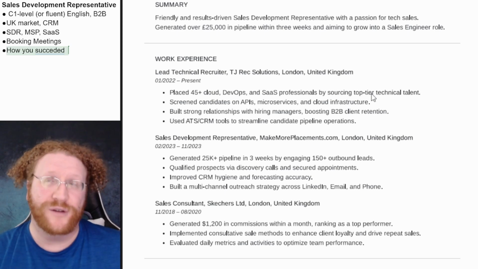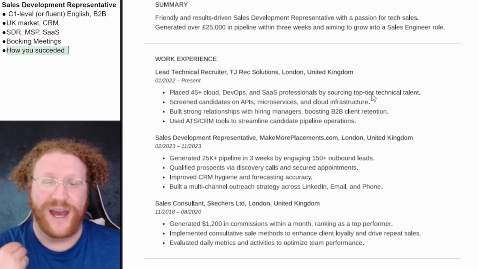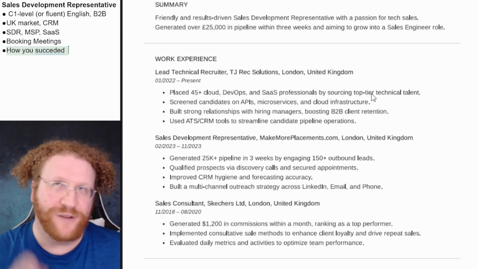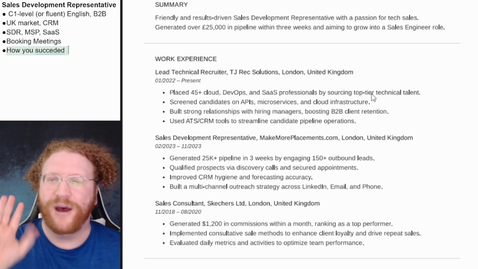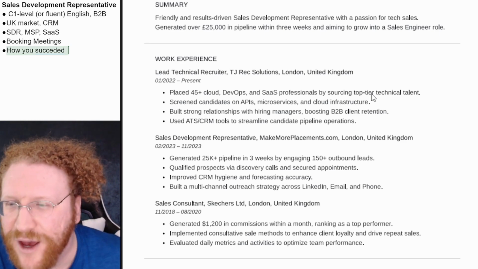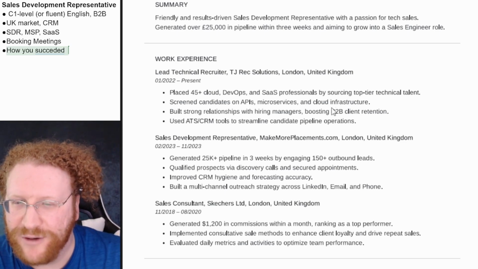I think when you try to do sales from a recruitment perspective, it ends up failing, with the exception of biz dev. So getting the business is sales, but after that, I don't think it's sales. "Screen candidates on APIs, microservice, and cloud."